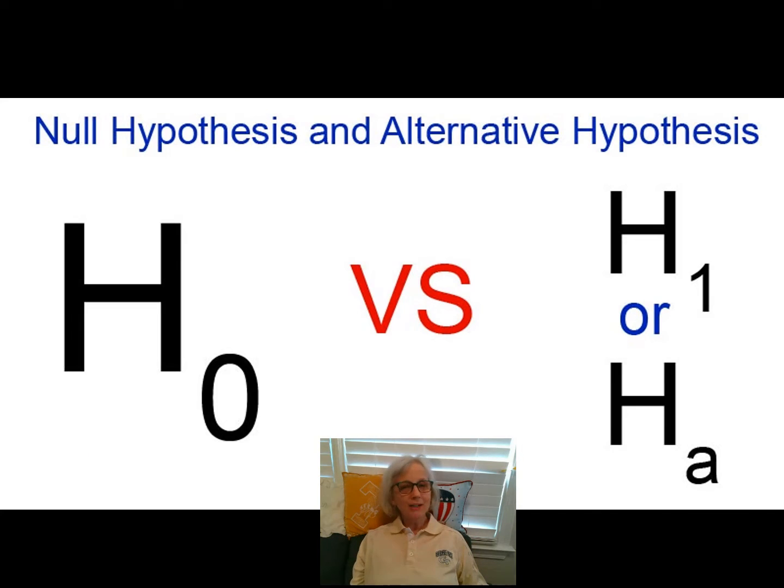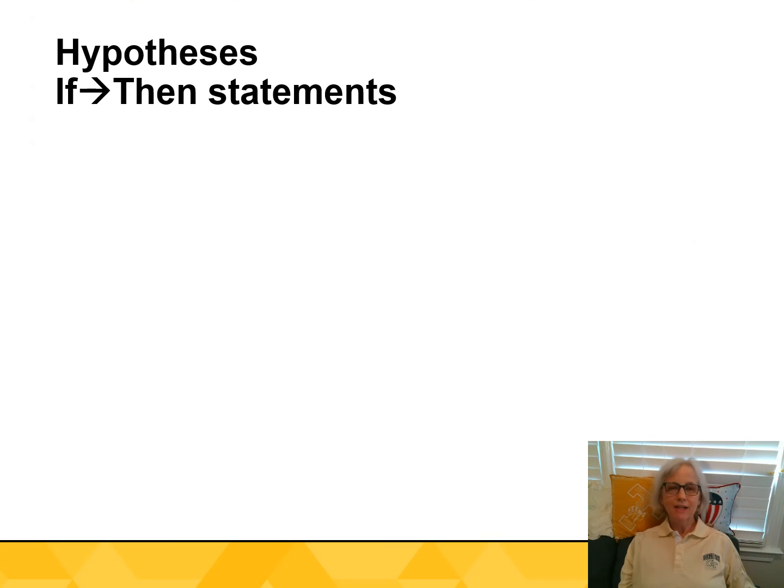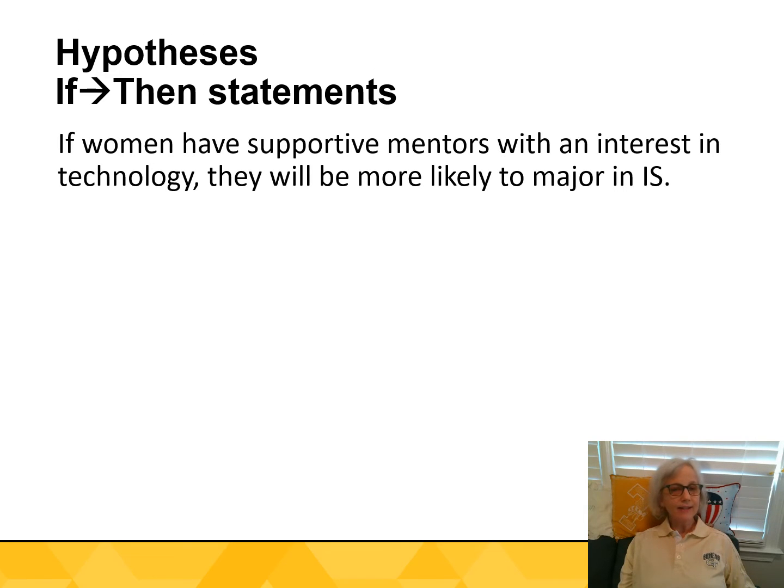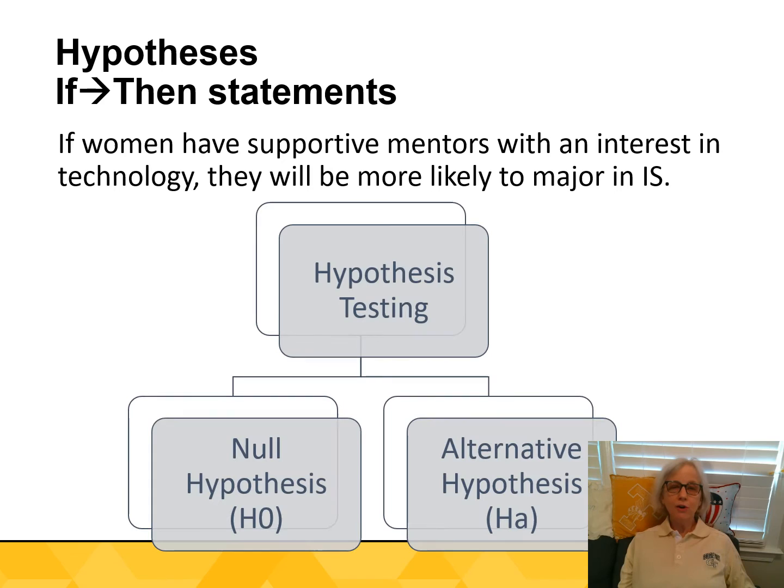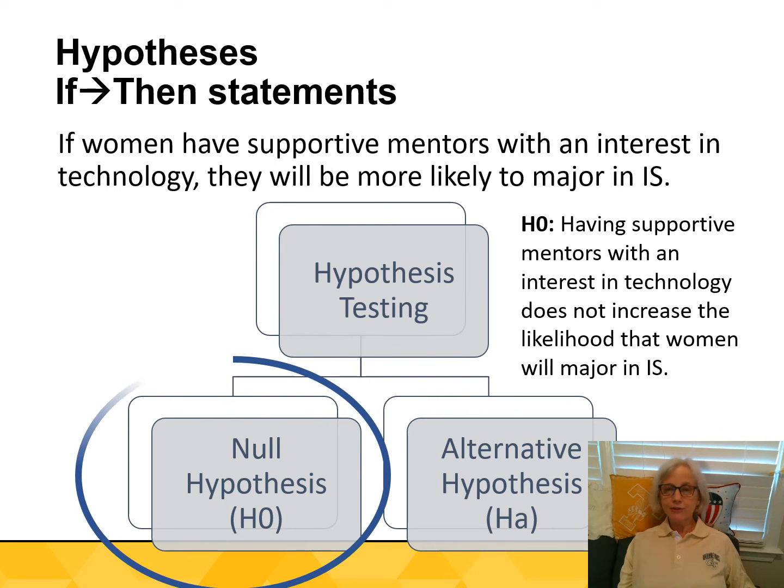Sorry, but we have to go back to a little bit of statistics here. Let's talk about the null and alternative hypotheses. You may see hypotheses written as if-then statements. For instance, if women have supportive mentors with an interest in technology, they will be more likely to major in IS. The null hypothesis assumes that there is no difference. That is, it doesn't matter if women have supportive mentors or not. The null could be written as having supportive mentors with an interest in technology does not increase the likelihood that women will major in IS.